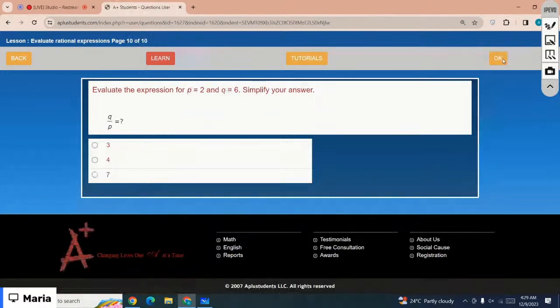Evaluate the expression for p equals 2 and q equals 6. So, which is the correct option?